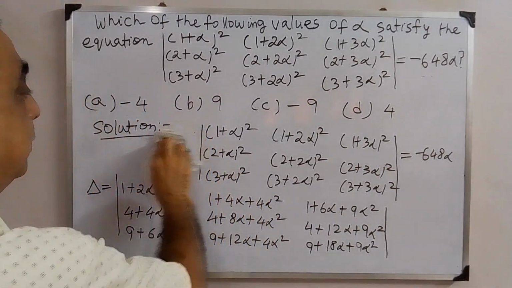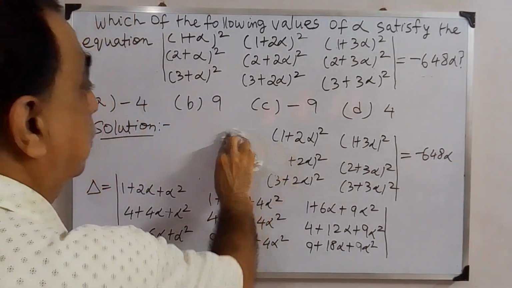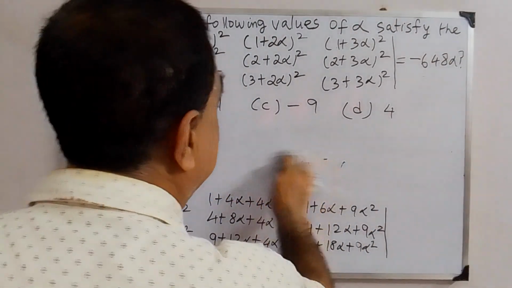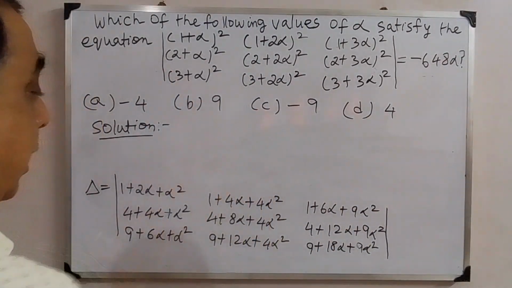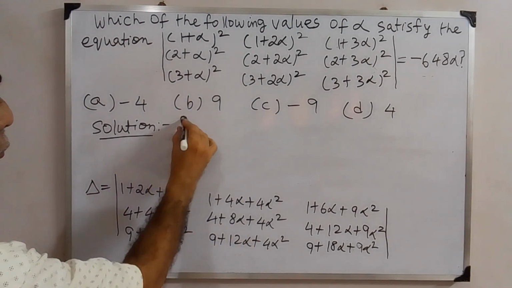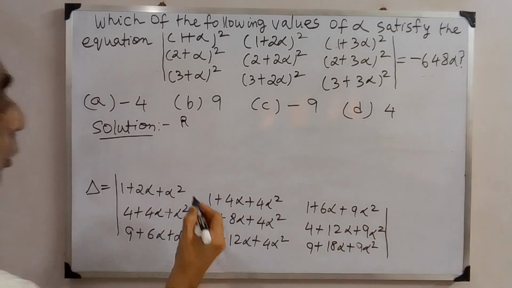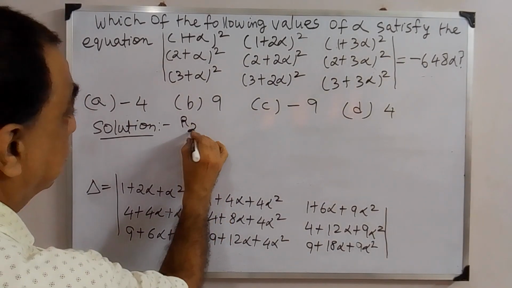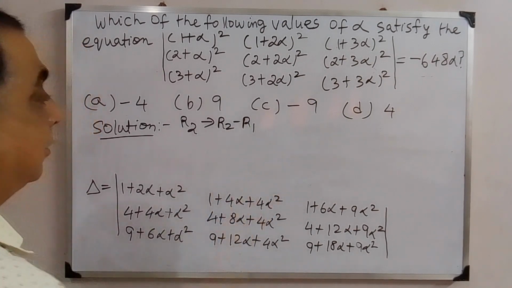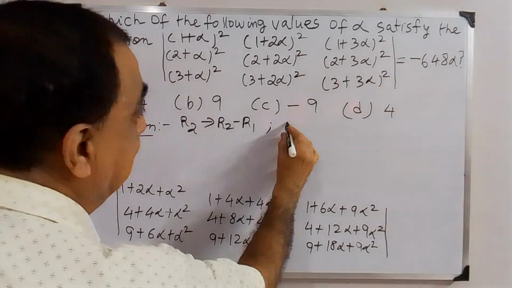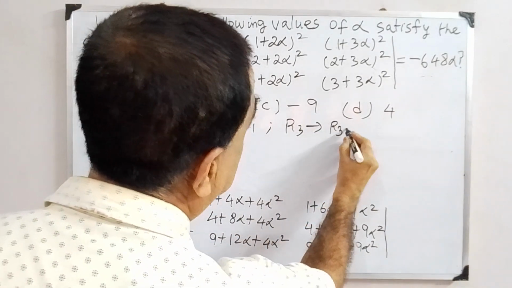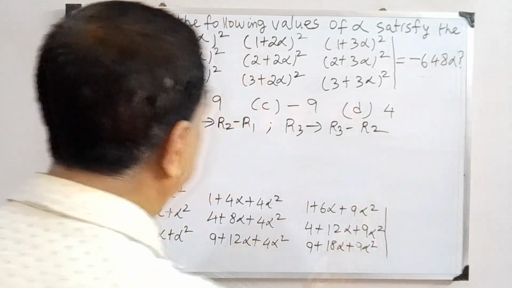Now see what we are doing. Now I am writing the transformations we are making. Row 2 becomes row 2 minus row 1. This operation I am doing, and row 3 I am writing as row 3 minus row 2.